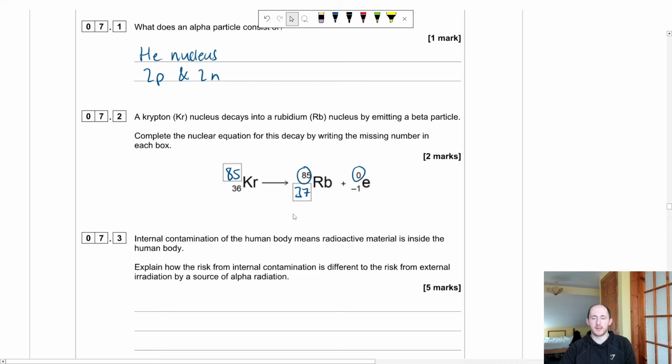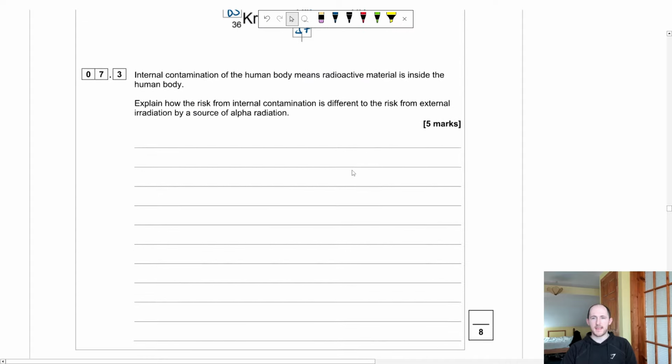That's it. It's literally a game of filling in the blanks like you did in primary school, right? So 36 is equal to something minus 1, well, 37. 85 is equal to something, 85 plus 0, that's 85. Now we get a 5 marker.